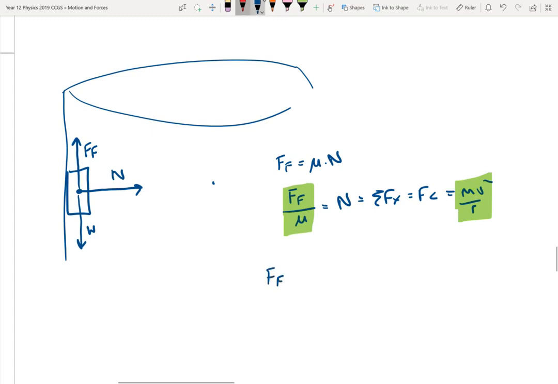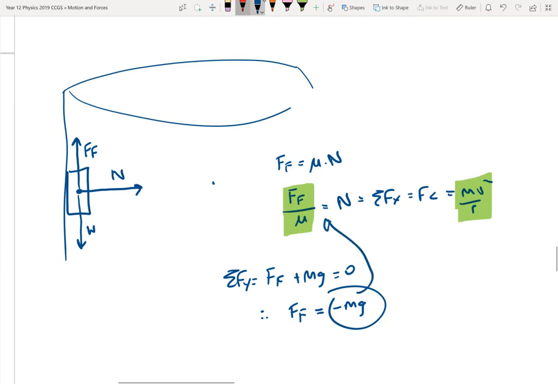Obviously, F friction in the vertical, F friction plus mg equals 0. Therefore, F friction equals negative mg. So I can throw that in and go, well, now I've got negative mg on mu equals mv squared on r. Cancel.